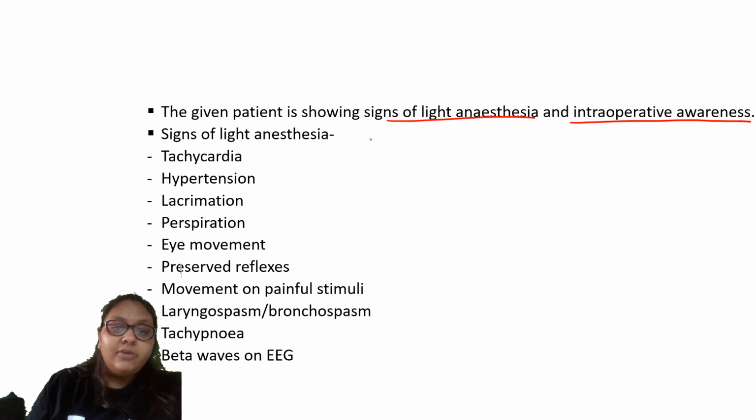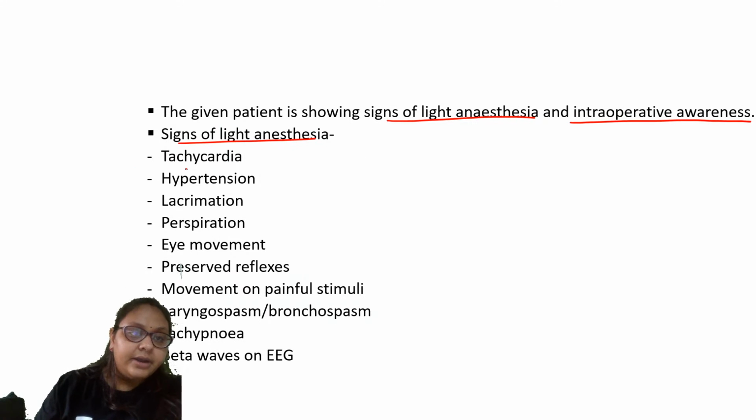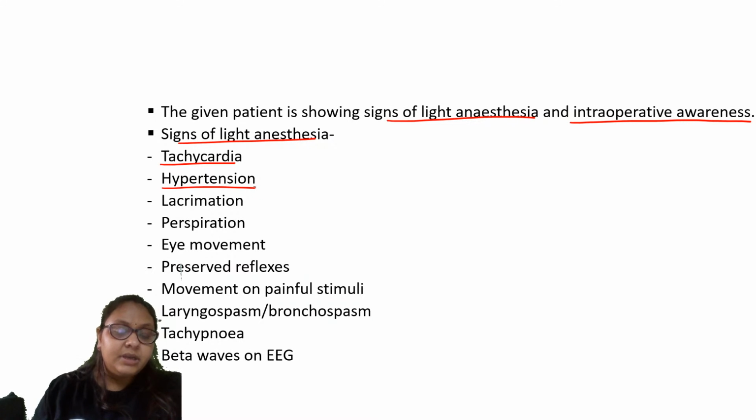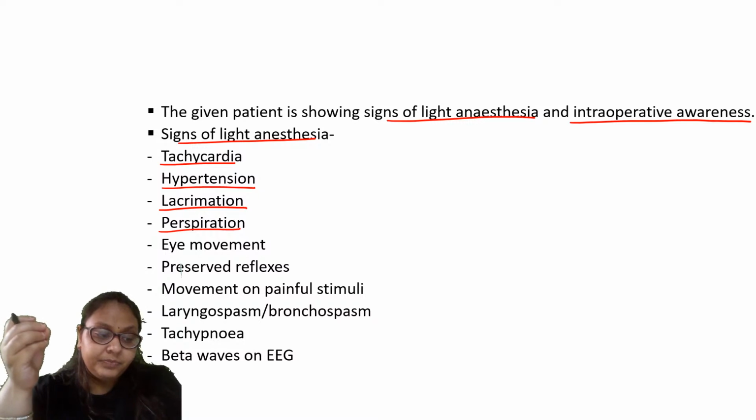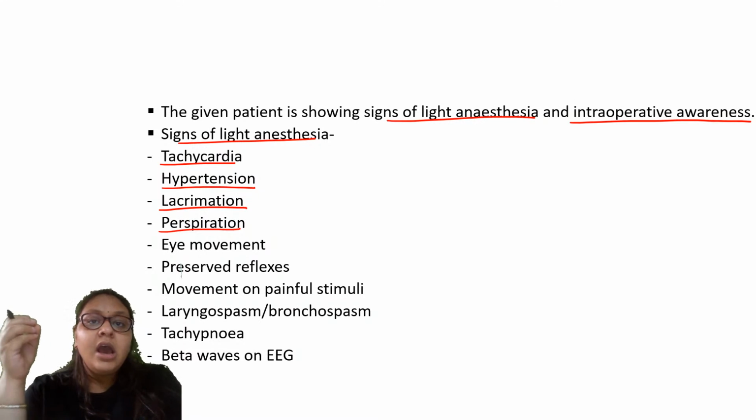Okay, so the given patient is showing signs of light anesthesia and intraoperative awareness. Signs of light anesthesia are tachycardia, hypertension, lacrimation, perspiration. That means light plane of anesthesia means what? The patient is aware. Okay, the patient is aware about the procedure. There is some consciousness level, that is light plane of anesthesia. So whenever the patient is aware, what will happen?